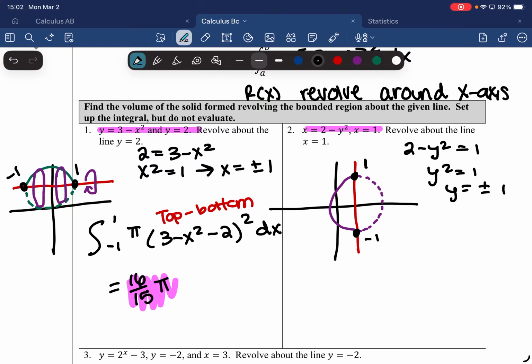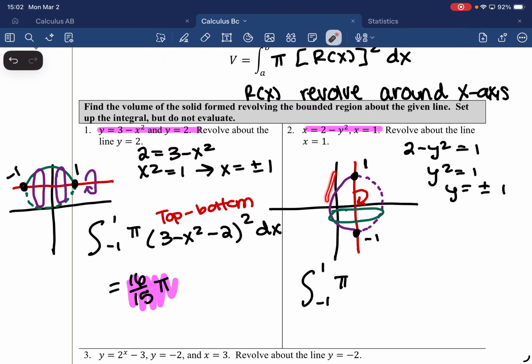Again, I'm revolving around x is equal to 1, so I'm going to spin around this in a circle, which means my circles now look like this because I'm revolving around in that direction. Okay, so then I have the integration from negative 1 to 1 pi, and again, since I'm looking at a different direction, I'm no longer looking at top minus bottom, but right minus left. If I'm looking at just this part, not my mirror image, which one's the right function? 1. Good, the 1.